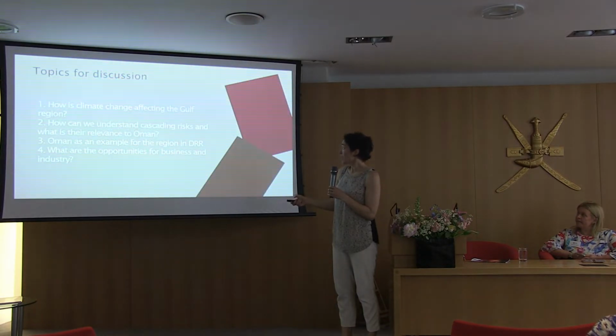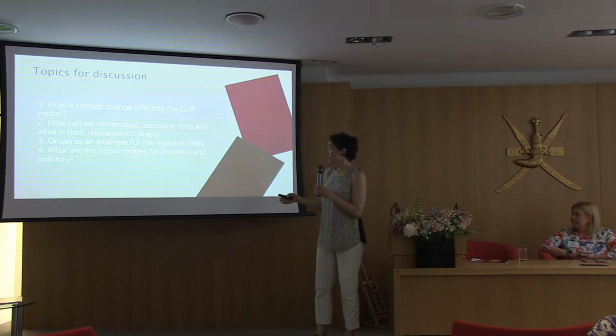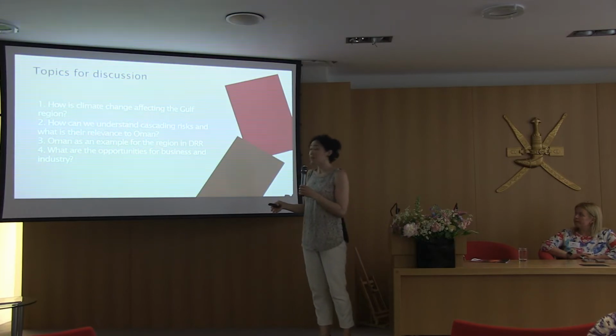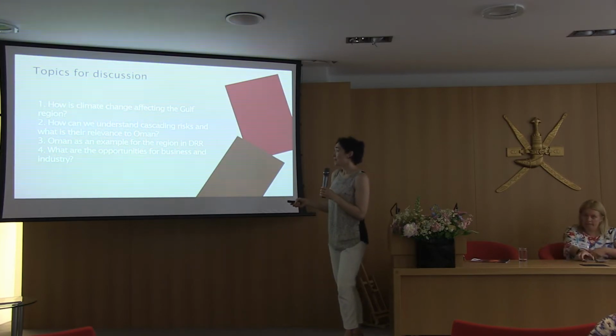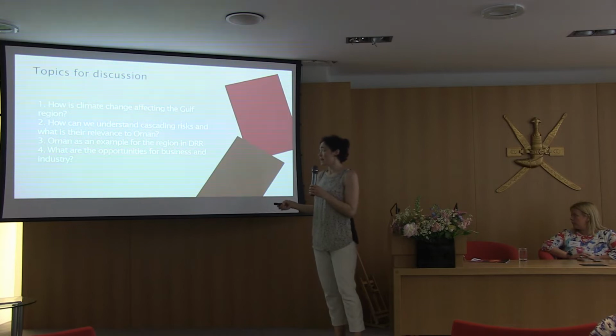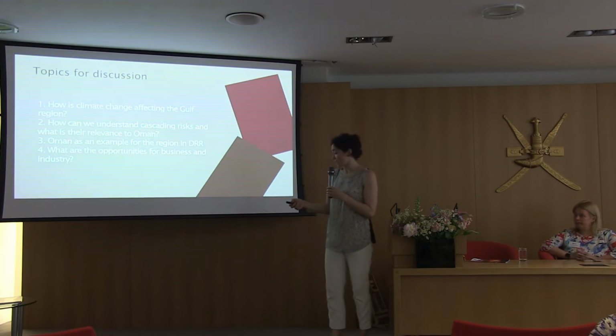I will present in 4 parts. First, looking at how climate change is affecting the Gulf region in general. Secondly, how we can understand what we're calling cascading risks and their relevance to Oman, and I'll say a bit about the project that we're working on for the EU. Thirdly, Oman as an example for the region in disaster risk reduction. I'll say a little bit about the issues of strategy that are coming together in Oman, which impressed us, and fourth, the opportunities for business and industry. I know that's of interest to some of you in the society, and there are many.